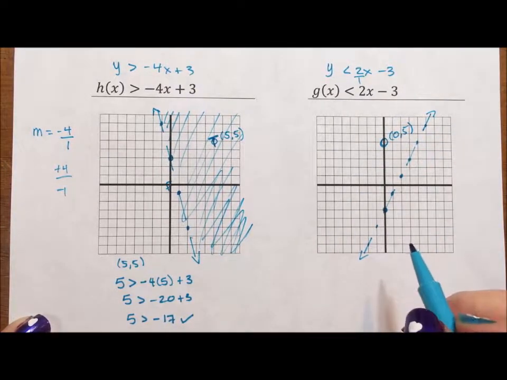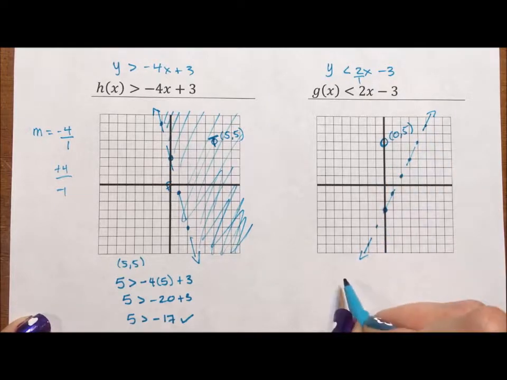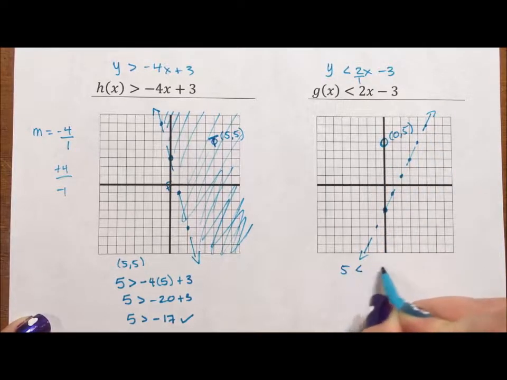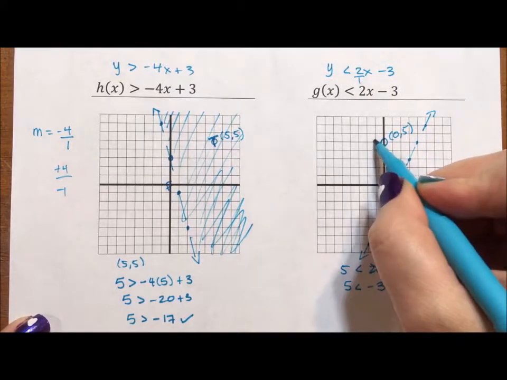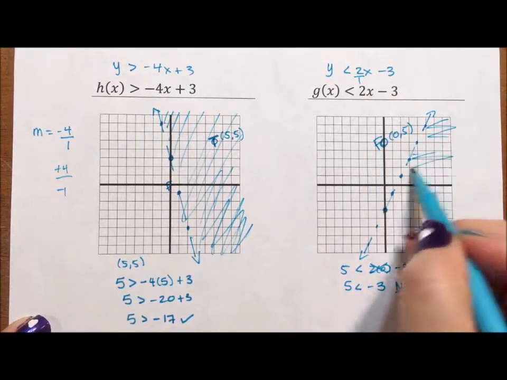So my question is, if y is 5, is that less than 2 times 0 minus 3? Is 5 less than negative 3? Because we drop our 0 terms. No. Because that is false, we shade on the other side of the line.